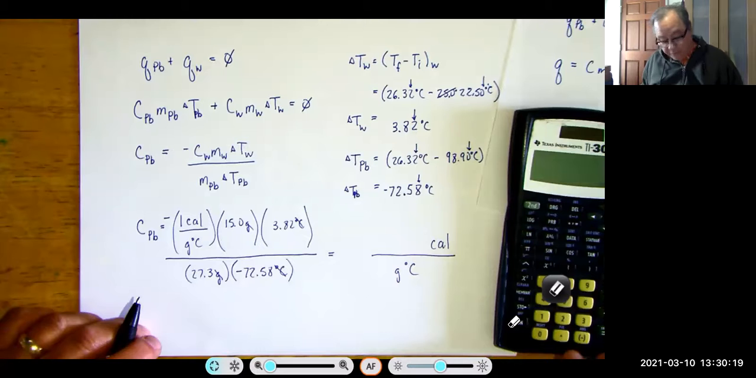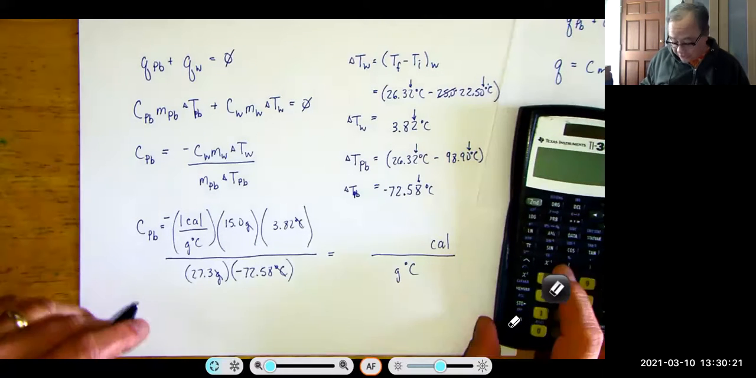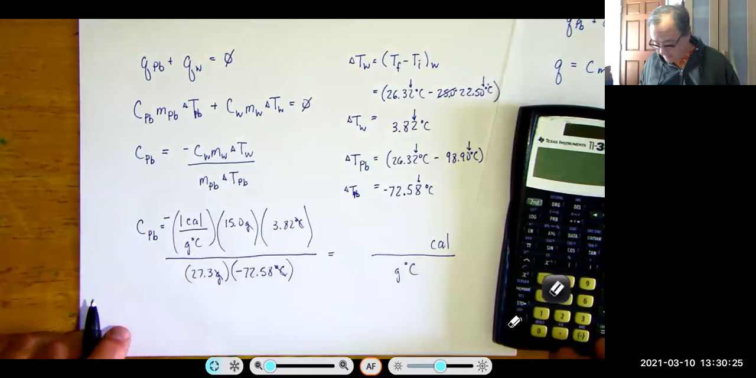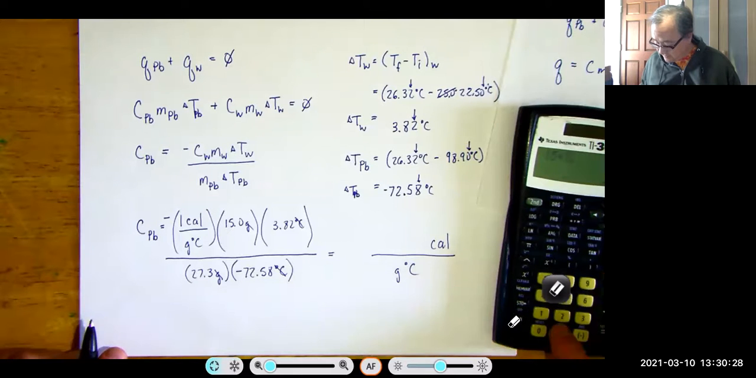Now, if you're trying to look for the answer online, they don't usually tell it to you in calories. But since this problem did not specify the units, I'm going to do it in calories.